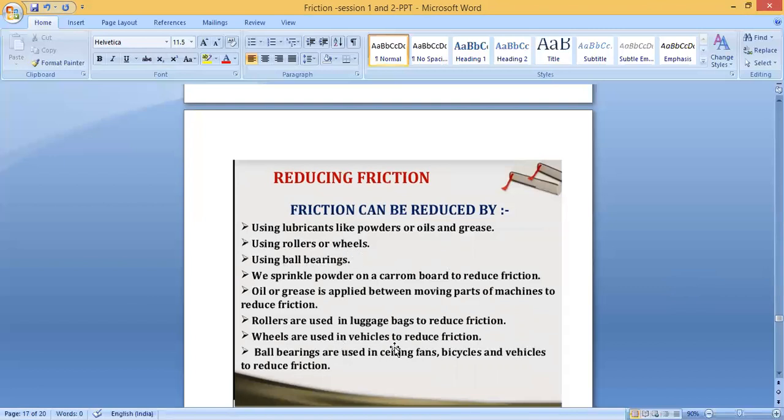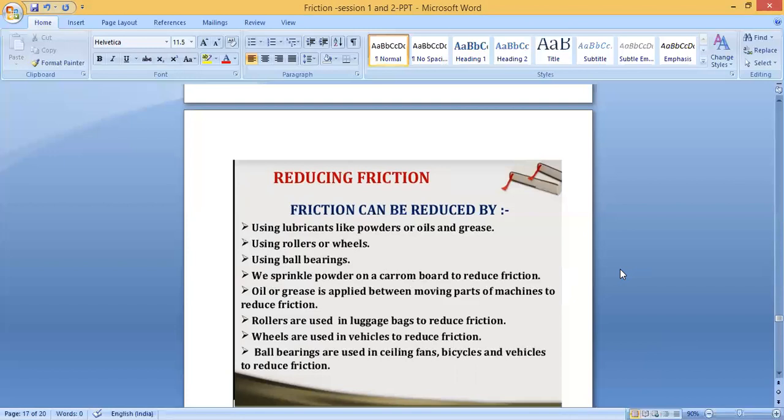So, using rollers and wheels or using ball bearings. Okay, those examples are coming here. Ball bearings are used in ceiling fans, bicycles, and vehicles to reduce friction. Instead of sliding, it is rolling friction, which gives less friction than sliding friction. So the balls in the ball bearing are rolling, so it gives less friction. Clear? So we sprinkle powder on a carom board to reduce friction. Usually when you play carom, you put the carom powder.